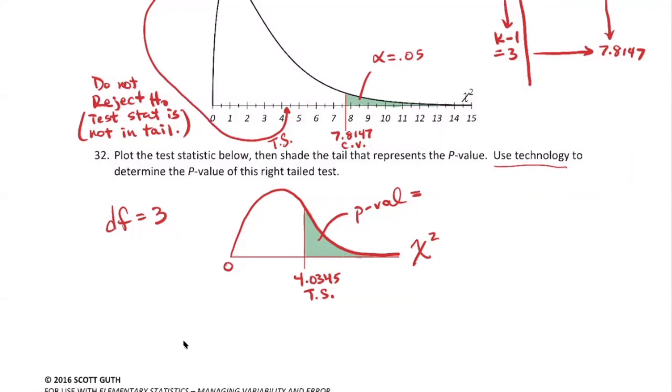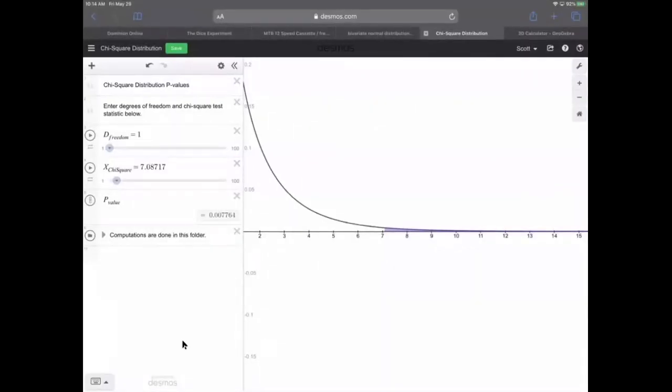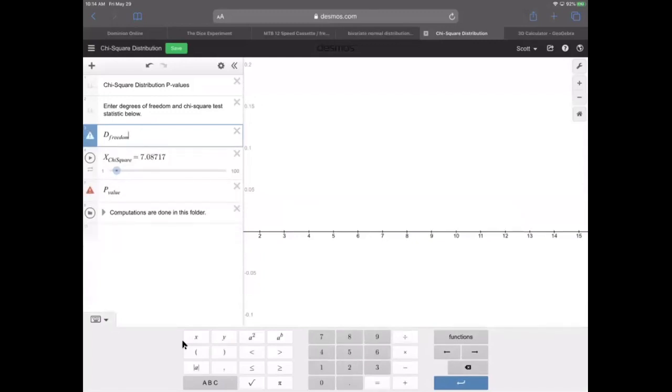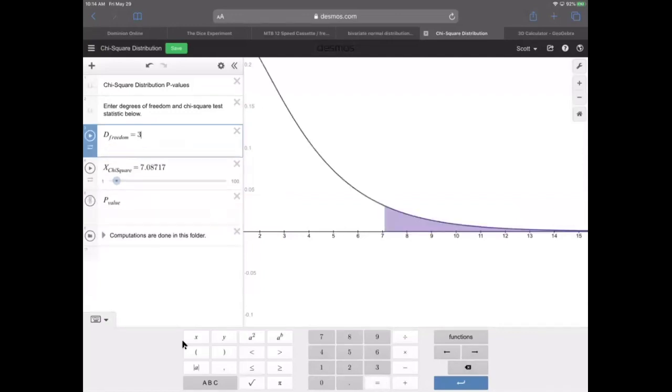Okay, we're going to use technology. I'm going back to that Desmos sheet. Again, I'll post this on Canvas with the other p-value calculators. Degrees of freedom needs to be set to 3. Oh, by the way, if you ever screw something up in Desmos, as I just did, you can reload the page. It's easy to delete something on here. All of these symbols can be edited.